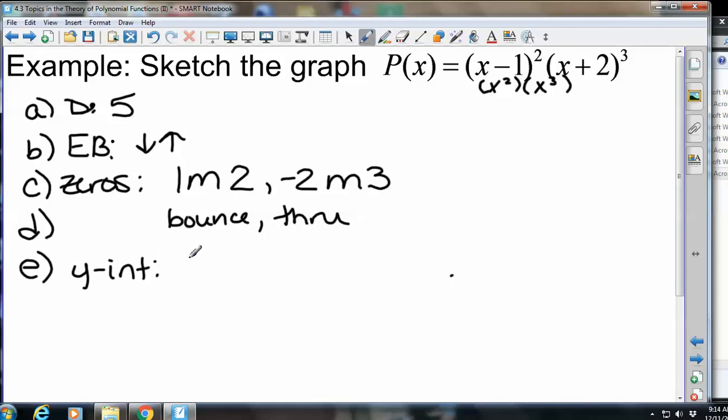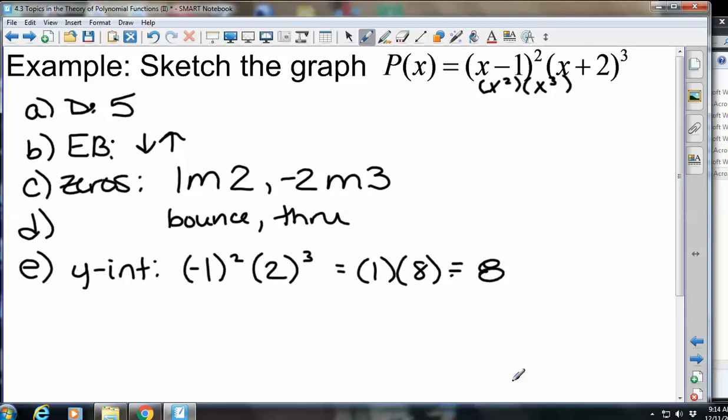Y-intercept. I put in a 0 for my x's. 0 minus 1 is negative 1 squared. 0 plus 2 is 2 cubed. Negative 1 squared is 1, 2 to the third is 8. So I get 8.